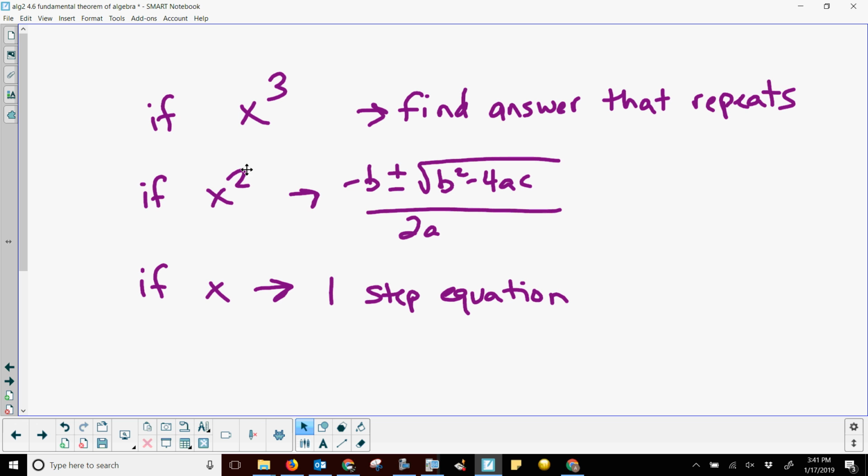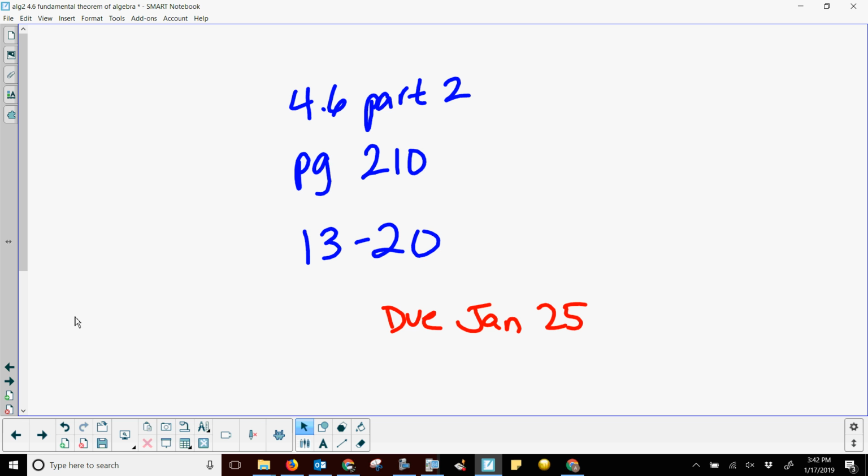So quick recap: if you're stuck, and x to the third is the highest one you see, then there's probably an answer that repeats. Go try and find it. If you're stuck on x squared, you're looking at the quadratic formula. If you're down to the last one, well, it's a one-step equation, and it's pretty much good to go.